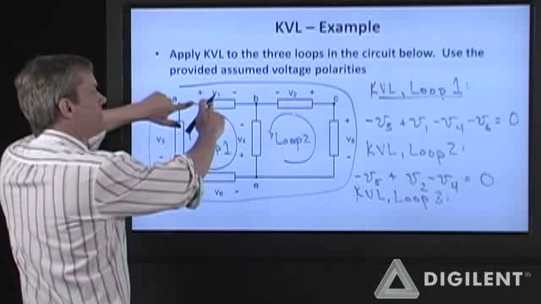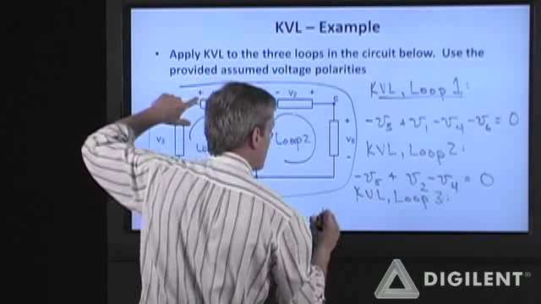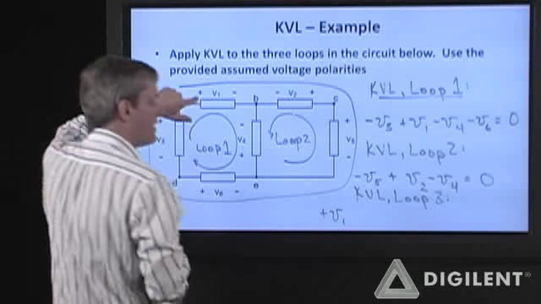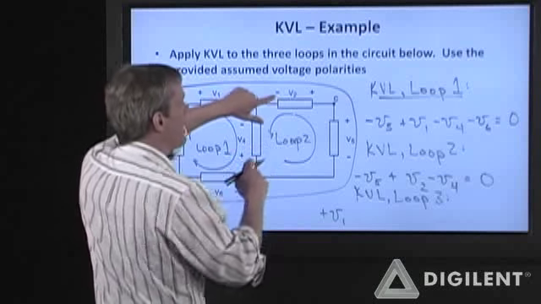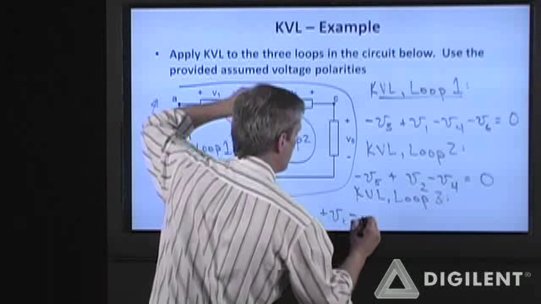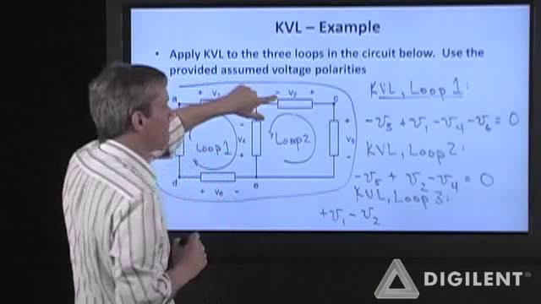At A, I see the positive node of V1 first. That's going to be a positive voltage difference. I see the negative node of V2 first. That's a negative voltage difference.